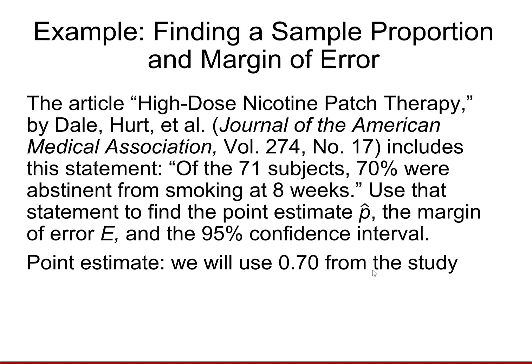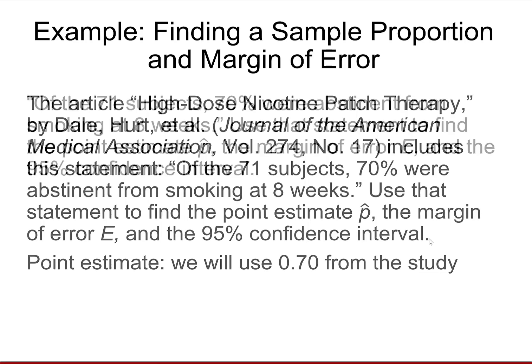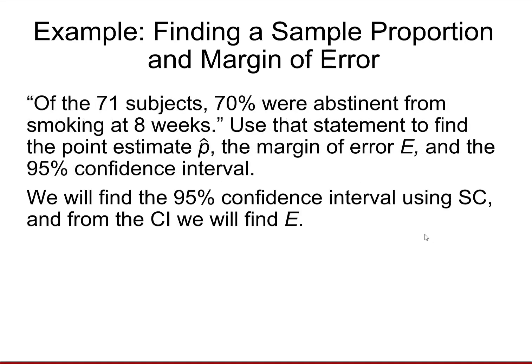So we've got an article on high-dose nicotine patch therapy, and it included 71 subjects. 70% were abstinent from smoking at 8 weeks. Use a statement to find the point estimate, the margin of error, and the confidence interval. So for the point estimate, we're going to use the 0.7 from the study, 70%. We want to find the 95% confidence interval using StatCrunch, and from the confidence interval, we'll find the margin of error.